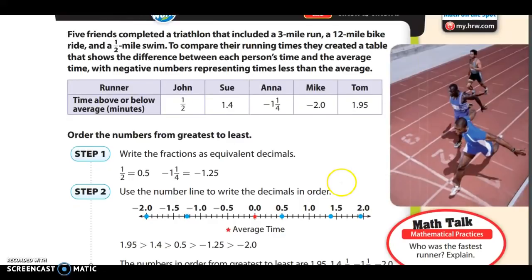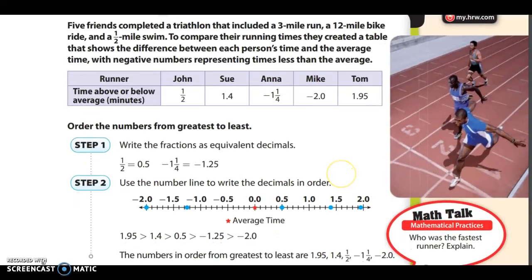Example 2. I think we can see everything now. There's no question here, we're just going to go through our thoughts. 5 friends completed a triathlon that included a 3-mile run, a 12-mile bike ride, and a half-mile swim. To compare their running times, they created a table that shows the difference between each person's time and the average time, with negative numbers representing times less than the average. So that's actually a good thing. If you're in a run, you want to be faster than the average. So having a less time is a good thing.